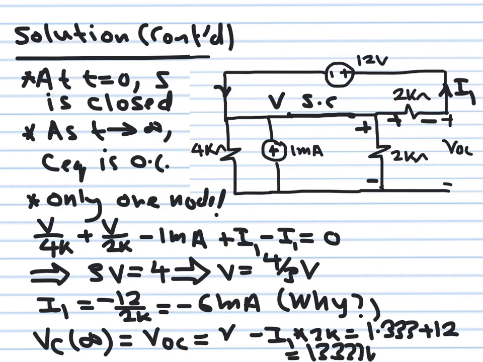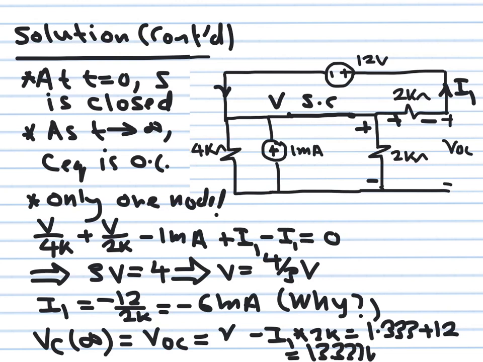So you multiply both sides here by 4K. This will give you 4 plus 2V. So V plus 2V will give you 3V. This becomes 4 volts. You get that V is equal to 4 over 3 volts. So the voltage here, or the potential here relative to ground, is 4 over 3 volts.